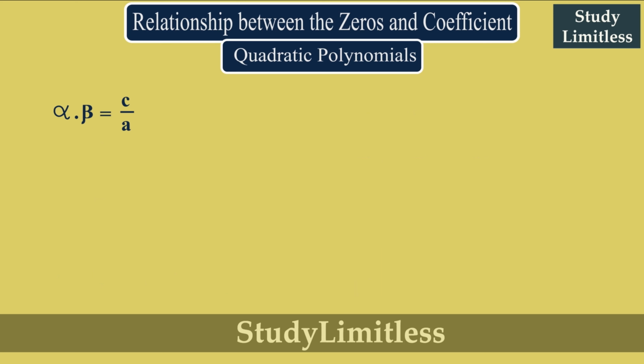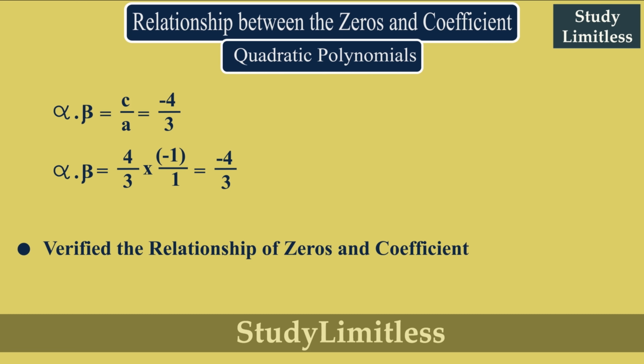Now for the product, the formula for alpha into beta is c/a, where c was already mentioned as -4, so we get -4/3. Alpha into beta = 4/3 into -1/1 = -4/3. Hence, the relation of zeros and coefficients is verified.